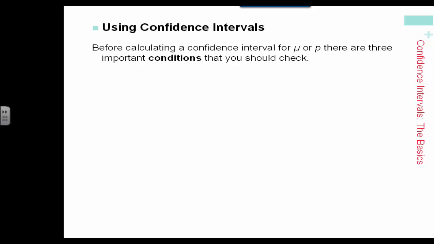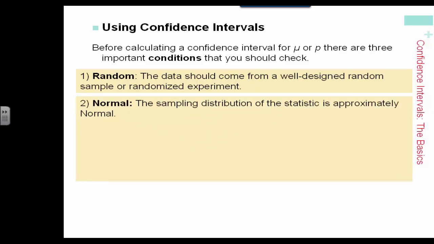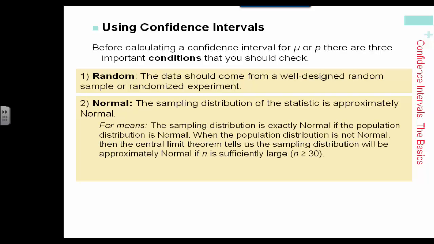Before calculating a confidence interval for mu or p, there are 3 important conditions that you should check. 1. Is it random? The data should come from a well-designed random sample or randomized experiment. 2. Normal. The sampling distribution of the statistic is approximately normal. For means, the sampling distribution is exactly normal if the population distribution is normal. When the population distribution is not normal, the central limit theorem tells us the sampling distribution will be approximately normal if n is sufficiently large, that is greater than or equal to 30.